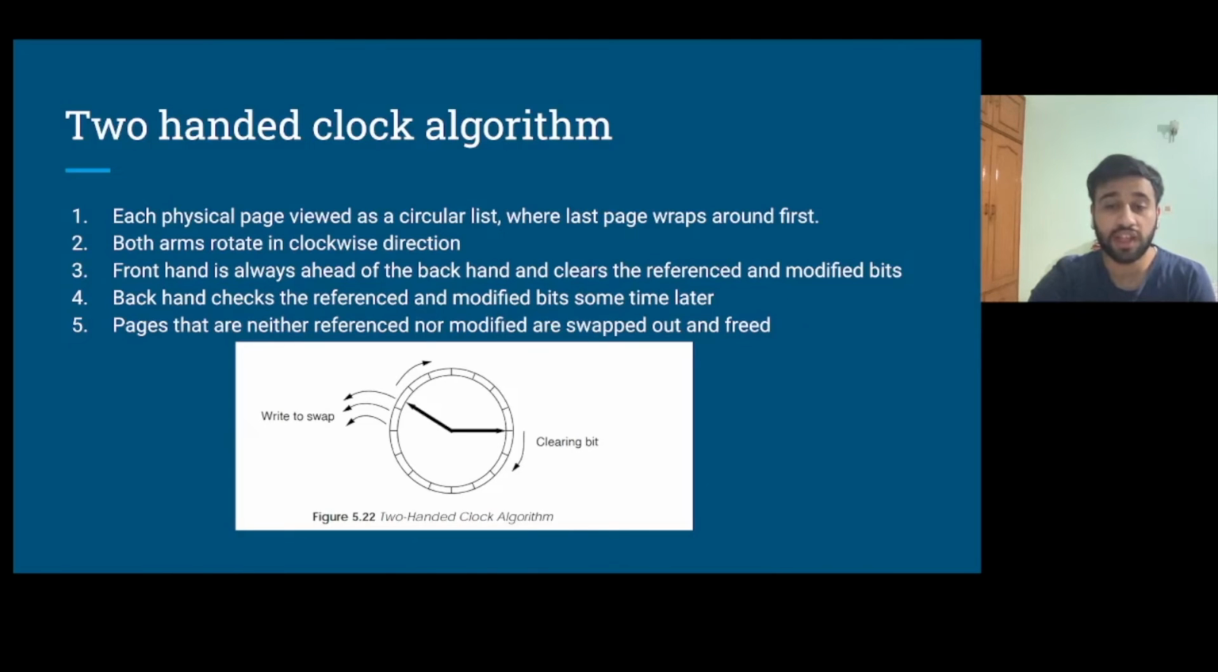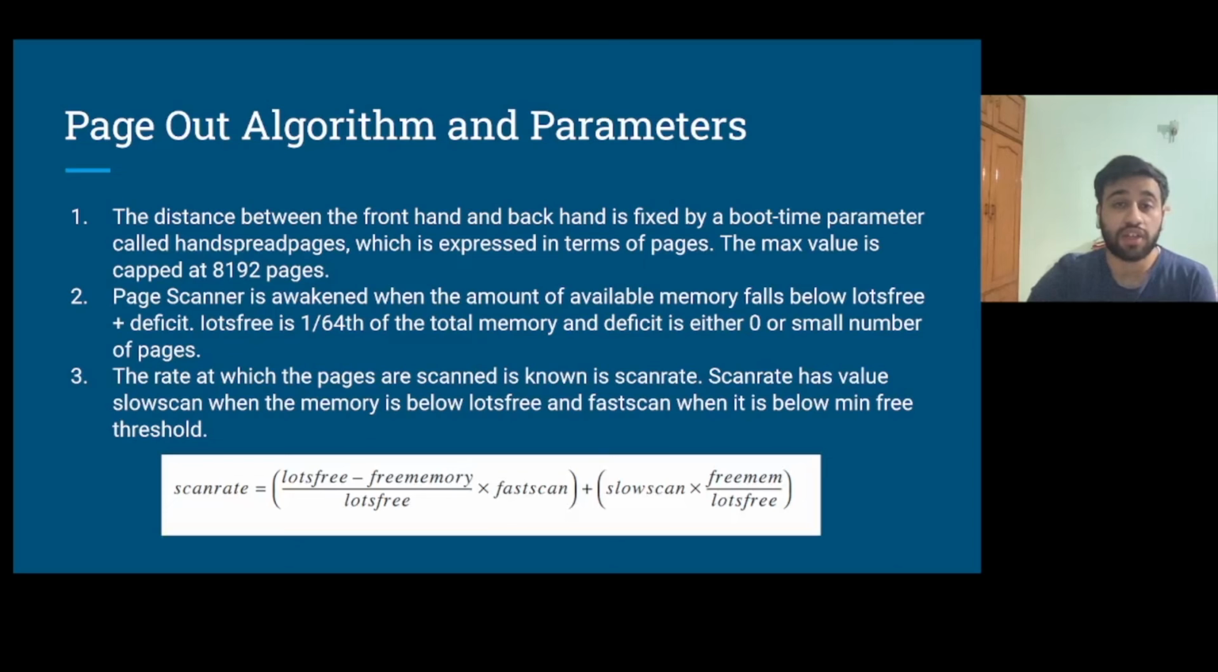There are two arms, and the first arm always stays ahead of the second arm, and both arms rotate clockwise. The front hand clears the reference and modified bits as it moves through the pages. The back arm then checks the referenced and modified bits some time later and sees if they have been modified. If the referenced and modified bits have not been set, then the page is swapped out. Otherwise, if the page is modified, then a request is made to the page out thread to schedule the pages and the scanner continues. Page out algorithm parameters.